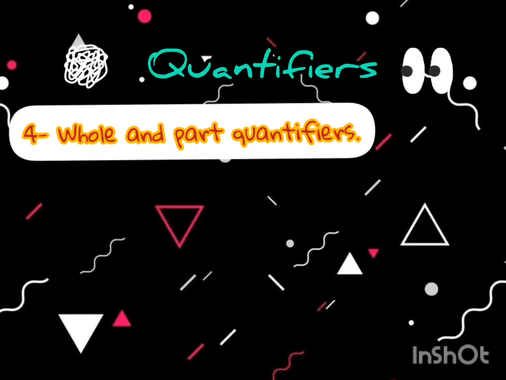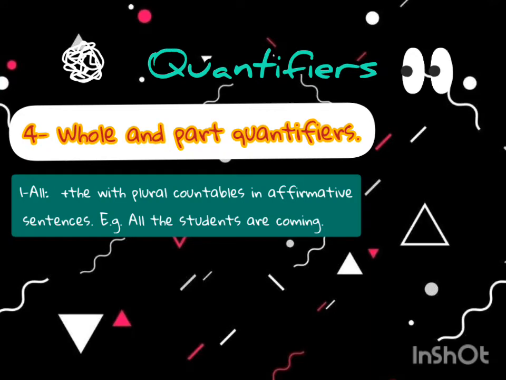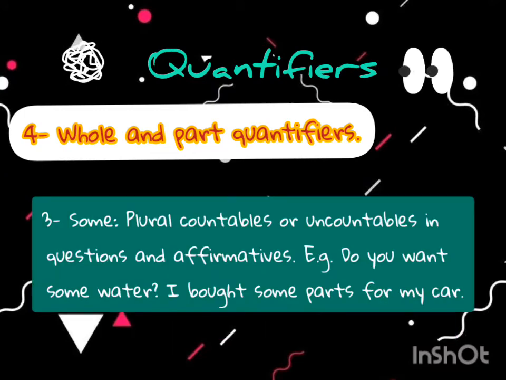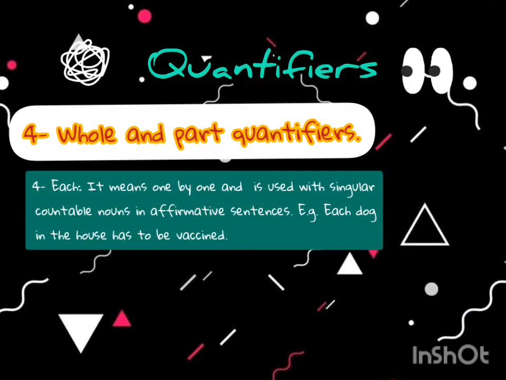Finally, the last group is whole and part quantifiers. In this case, we are going to find all, which is used plus the and plural countables in affirmatives, most, which is used with uncountables or plural countables in affirmative sentences, some, which is used with plural countables or uncountables in questions and affirmative sentences, each and every.